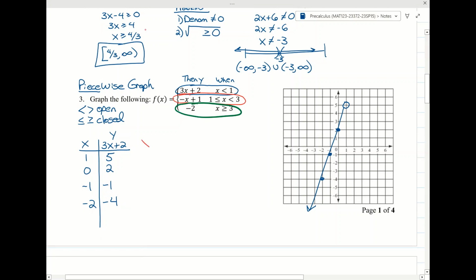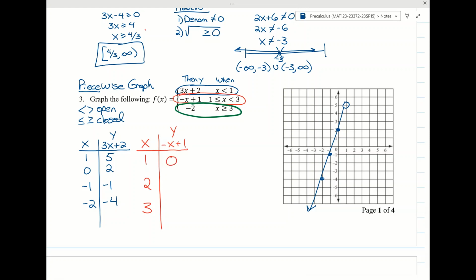This second piece, I'm going to pick x values that are between 1 and 3. And the y value is going to be -x plus 1. And we always, like I said, test the borders. So we're going to test 1, and we're also going to test 3. If you plug in 1, you get -1 plus 1 is 0. -2 plus 1 is -1. -3 plus 1 is -2.